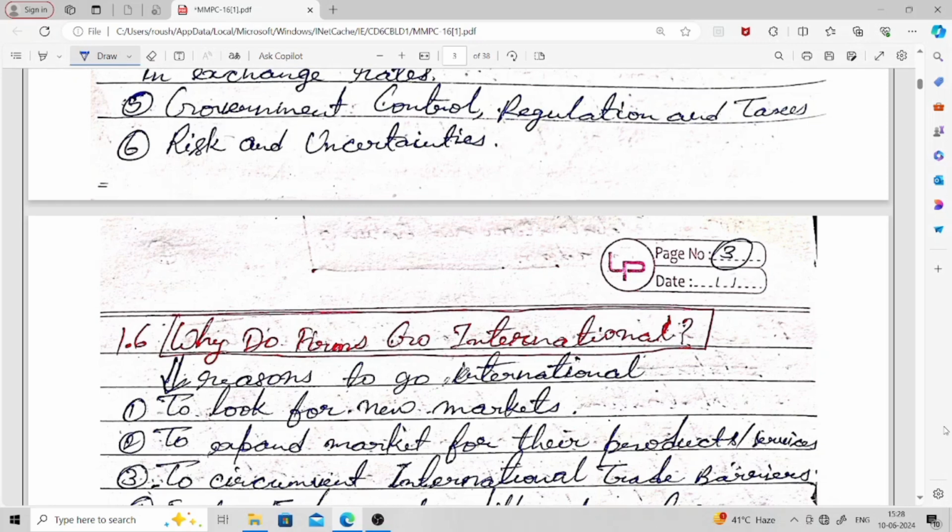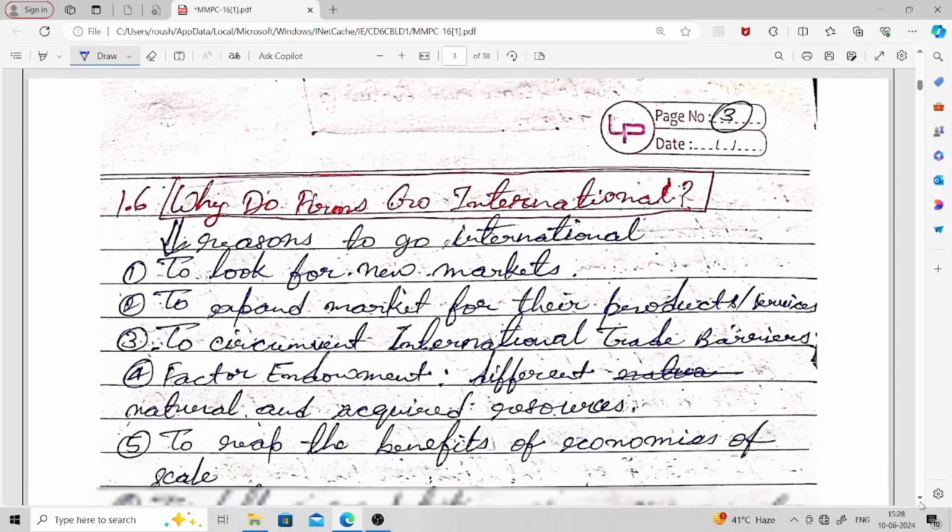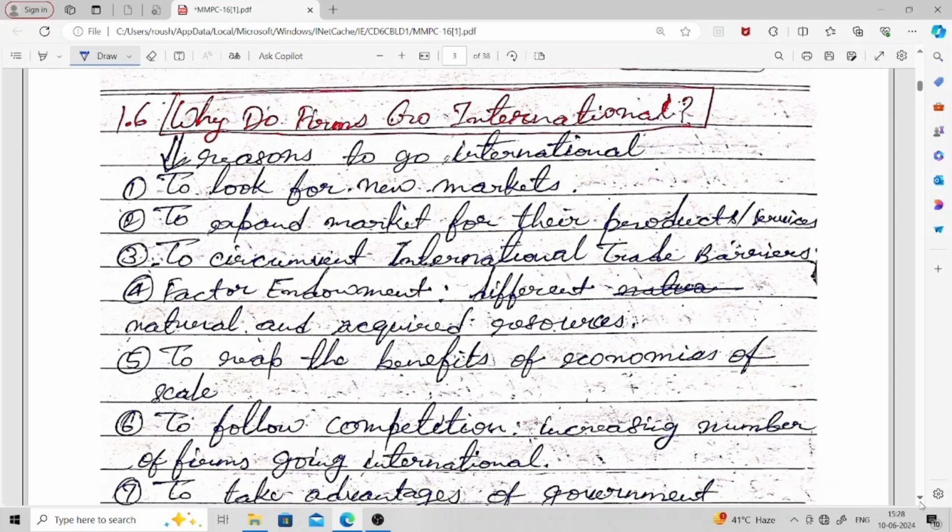Then the next thing which we need to consider is why do firms go international? What are the reasons? The reasons for going international are, the first one, to look for new markets. Firms look for new markets in foreign countries. That is the first reason that causes firms to do international business. The second is to expand the market for their products and services.